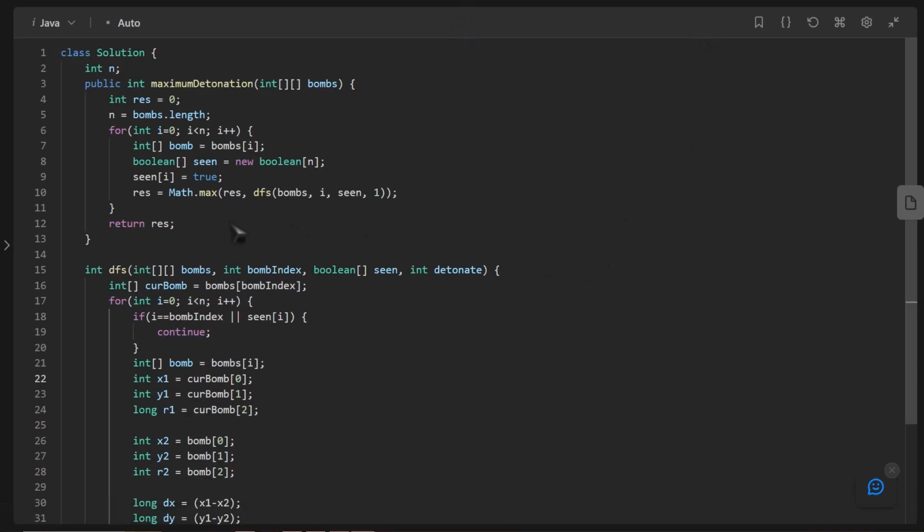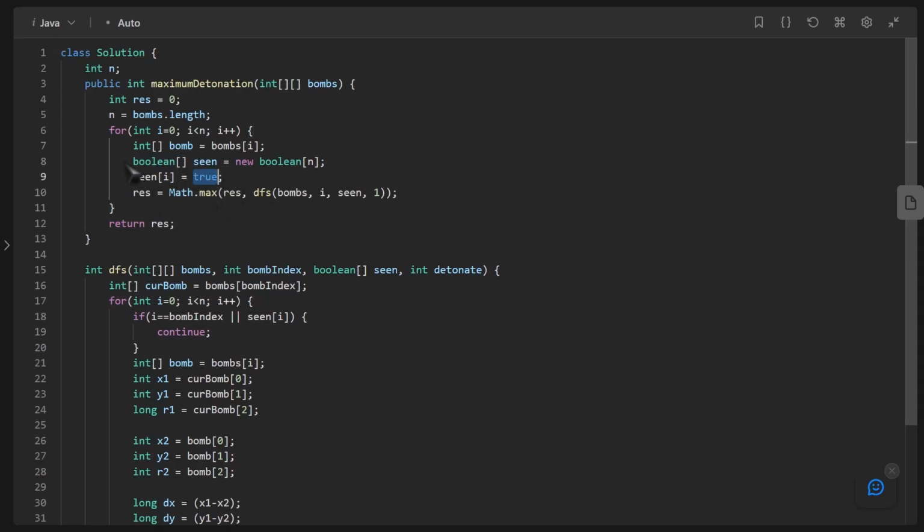So this is the solution of this problem. Initially you can see from here that we have kept n as the bomb's length, and for each bomb we need to iterate. So for each bomb we take the bomb, and we need an array to store the bombs that we have seen. We need to store them. Then for the current bomb we have added true.